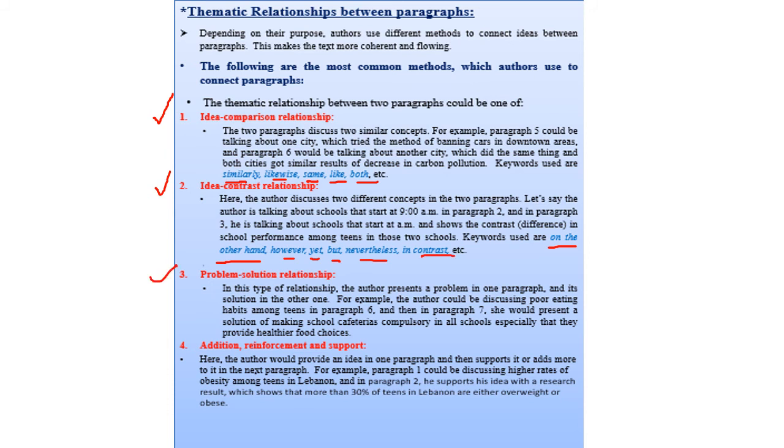Problem solution: in one paragraph the author is providing the problem, for example, the pollution of the river from farms, okay, and in the next paragraph he would be providing the solution to this issue. Addition and reinforcement. Okay, the author would provide an idea in one paragraph and then support it or add more to it in the next paragraph. Paragraph 1 could be discussing higher rates of obesity among teens in Lebanon, and in paragraph 2 he supports his idea with a research result. He is reinforcing or supporting his idea, okay?